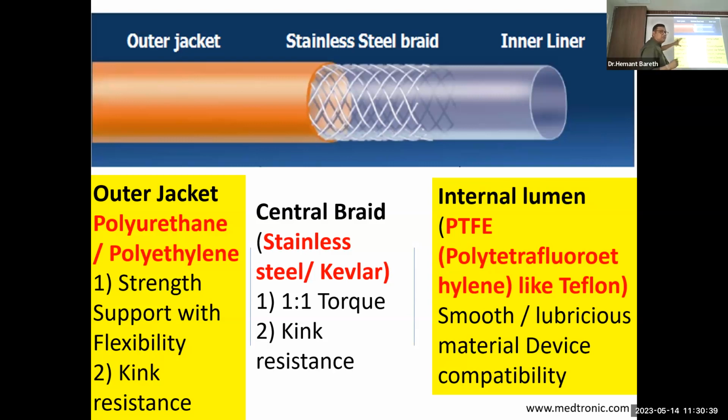So these are the two things, and we will discuss the importance of each. When do we use polyethylene? When do we use polyurethane? But as I said, it is responsible for strength to give support, at the same time flexibility and heat resistance. So this is responsible for the shape of the catheter.